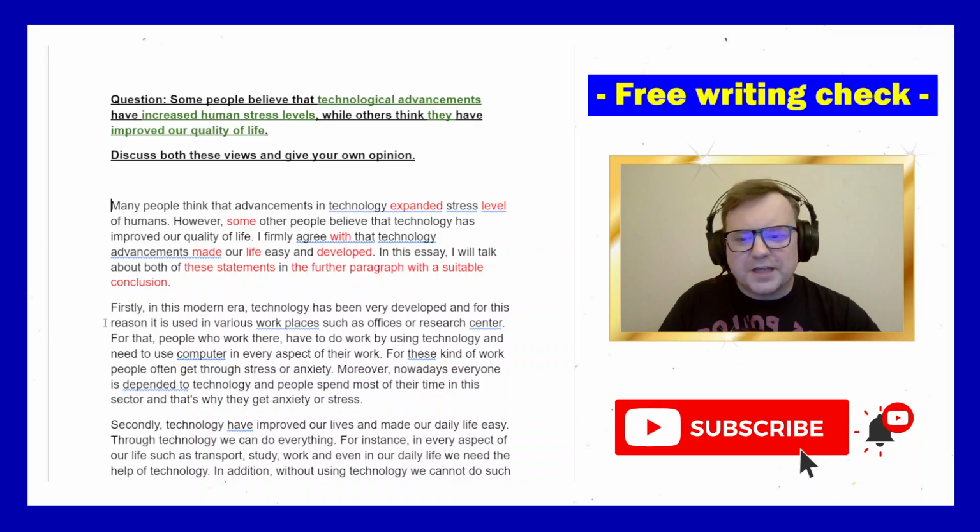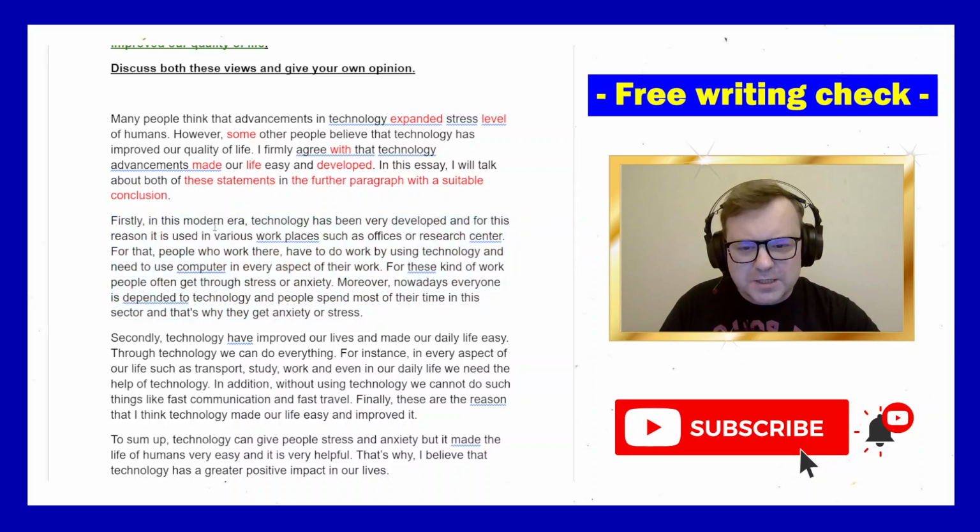Now, hopefully in this first body paragraph, paragraph 1, we will get reasons why technological advancements have increased human stress levels. Let's see if we get it. "Firstly, in this modern era, technology has been very developed." Don't know what that means. It has developed a lot, maybe. Developed as a verb, right? Developed a lot. "It has been very developed" as an adjective, I don't know what that means. "And for this reason, it is used in various workplaces such as offices or research centre." Again, singular plural noun. We have a mistake there.